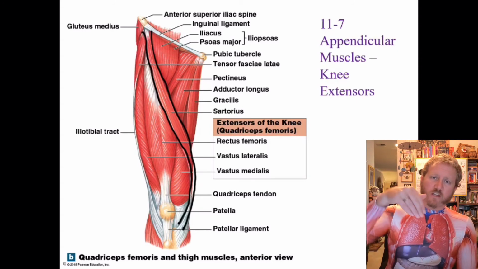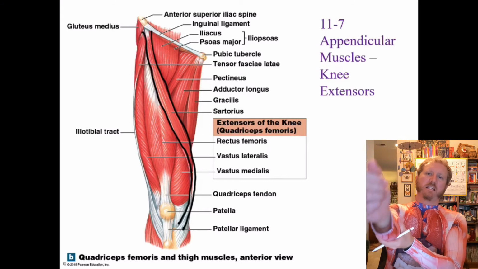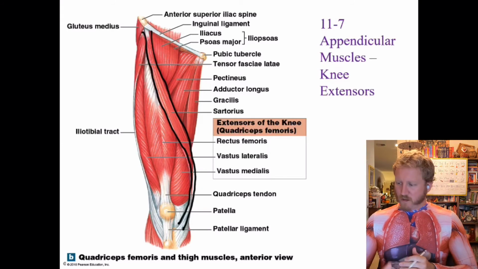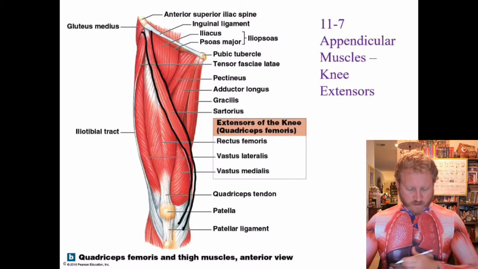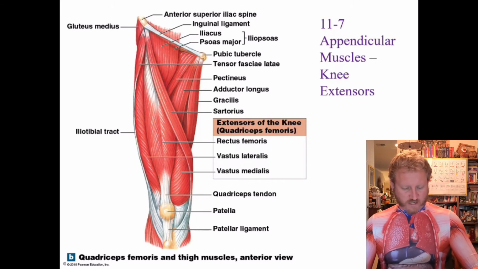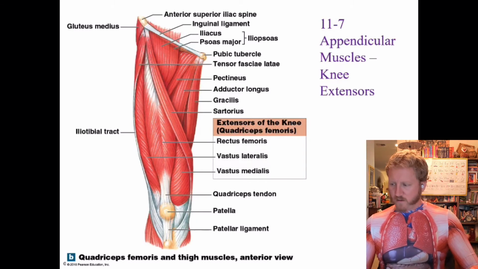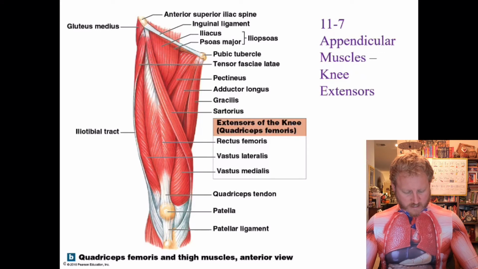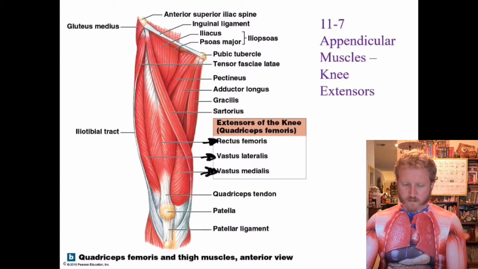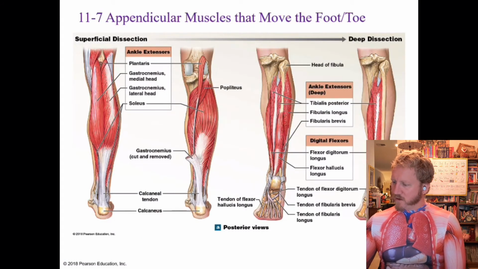Knee extensors, so these are ones that are going to extend the knee, like when you're standing up, for example. The main one we want to talk about with that one is the quadriceps femoris, which is 3 vastus muscles. Here labeled we have the vastus lateralis and the vastus medialis, and the rectus femoris right here. Moving on, keep on going down.